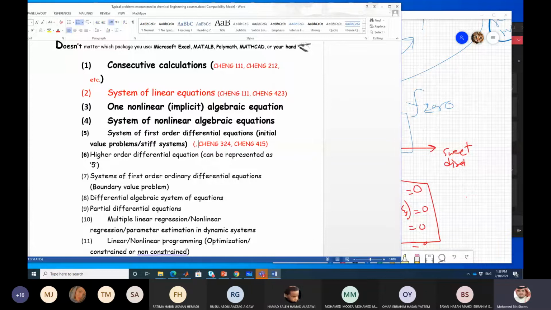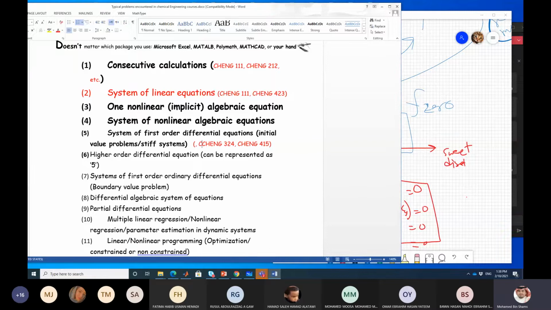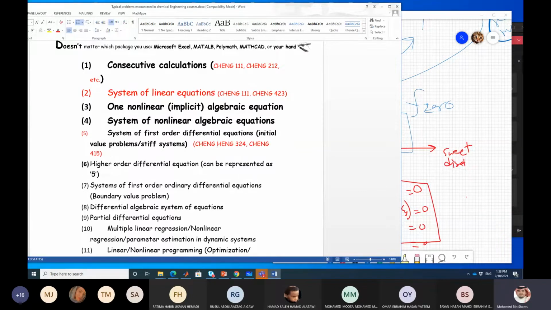Also maybe reactor design. Of course, this is my keyboard sound. I know it's loud because coffee was spilled on it. CHEG 323, yeah, this is the reactor design course, and this is the modeling course. This is the control course. In these courses, you are going to see this guy, a system of first order differential equations.